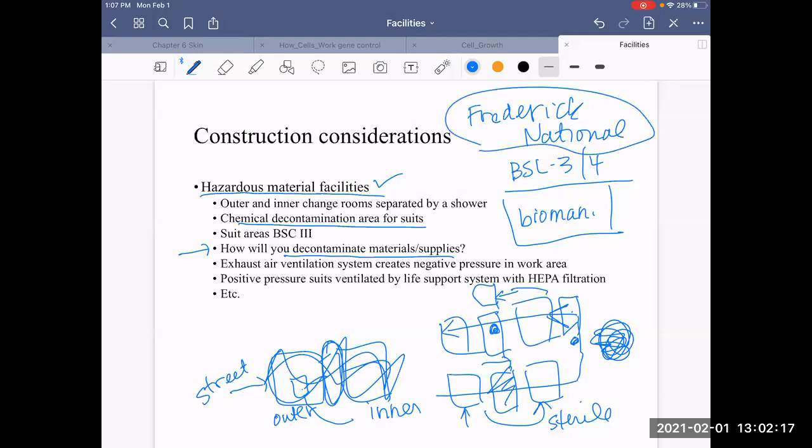Okay, so I already talked about the exhaust air ventilation system is going to create negative pressure in the work area. And I tried to explain to you how these positive pressure suits are going to work. They're going to have a life support system, and there's going to be HEPA filtration on it. This is if you're in 3 or 4. Okay, which they're going to train you before they ever let you in there.